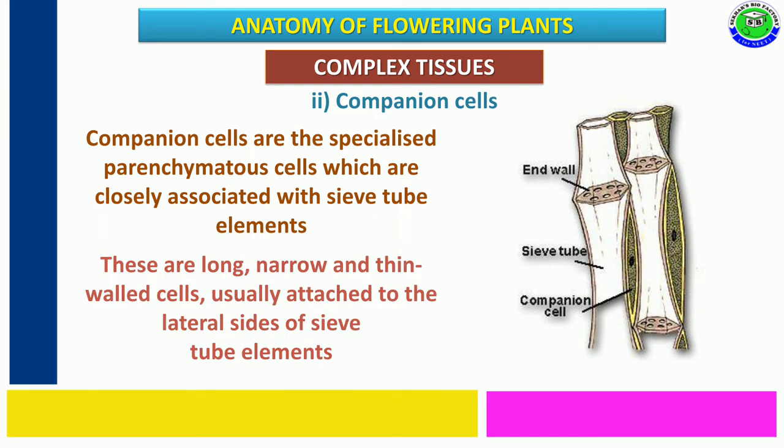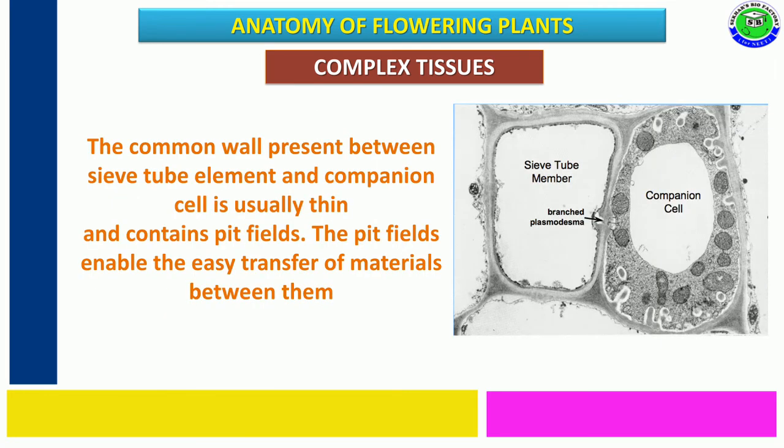Each companion cell is long, narrow, and consists of a thin cell wall. These cells are attached to the lateral side of sieve tube elements in phloem tissue. One more important thing: the common wall between the sieve tube element and the companion cell is usually thin, and it consists of very minute thin areas called pits, forming a pit field. It helps in the transportation of various materials between companion cells and sieve tubes.